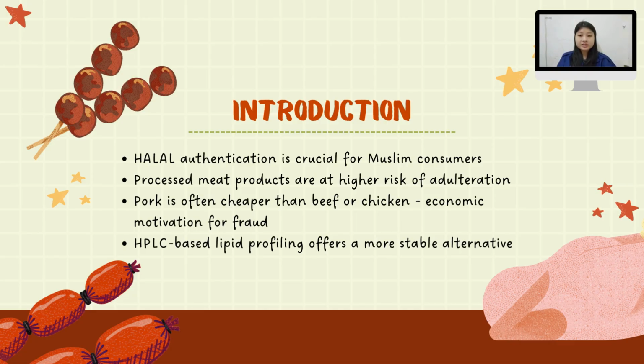Halal authentication is crucial for Muslim consumers. The processed meat products like meatball and sausage are at high risk of adulteration because pork is cheaper than beef or chicken. A traditional PCR method has limitations because DNA degrades during the processing. HPLC-based lipid profiling offers a more stable and reliable alternative for detection.